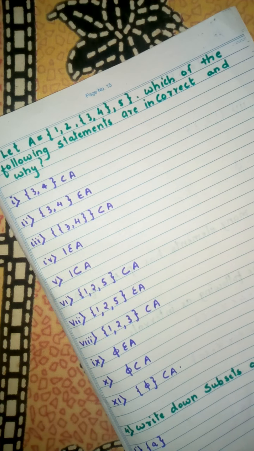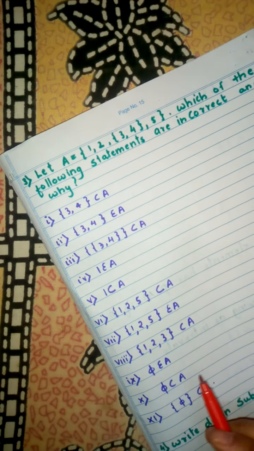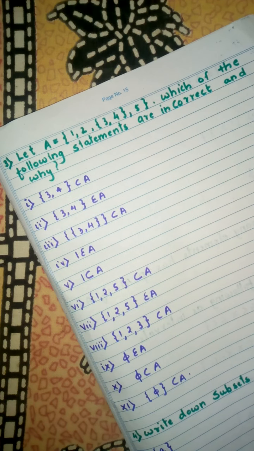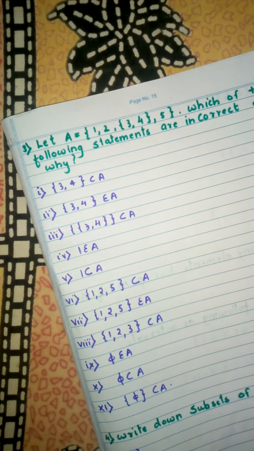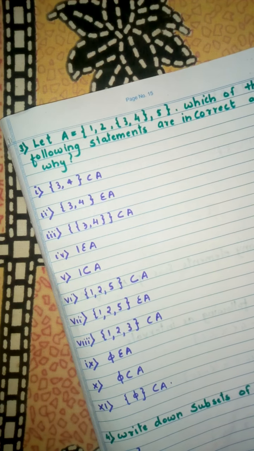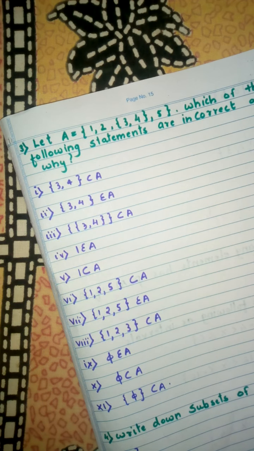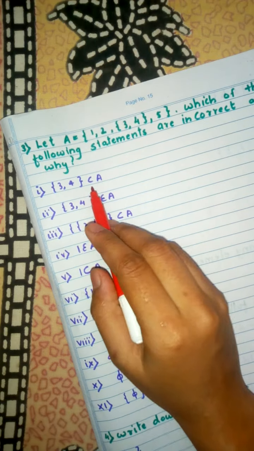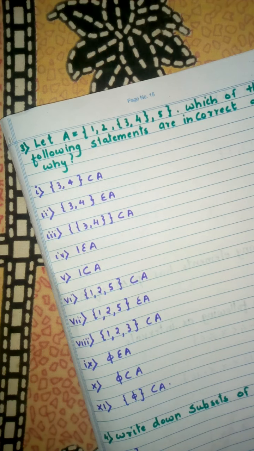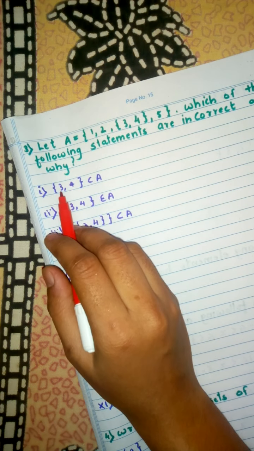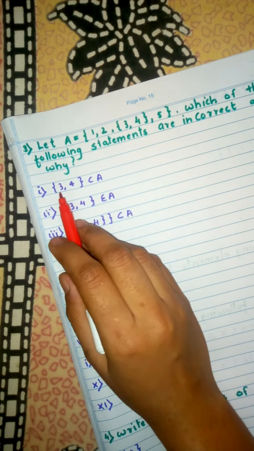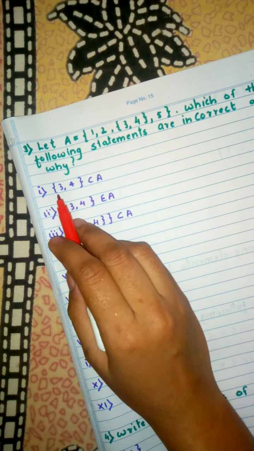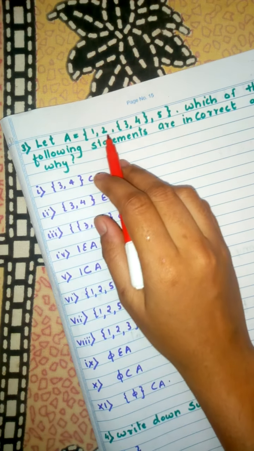In the first question we are asked to check whether {3, 4}, a set with two elements 3 and 4, is a subset of A. What is the definition of a subset? Every element of this set has to be in A, then we say that this is a subset of A. Now is 3 present in A?